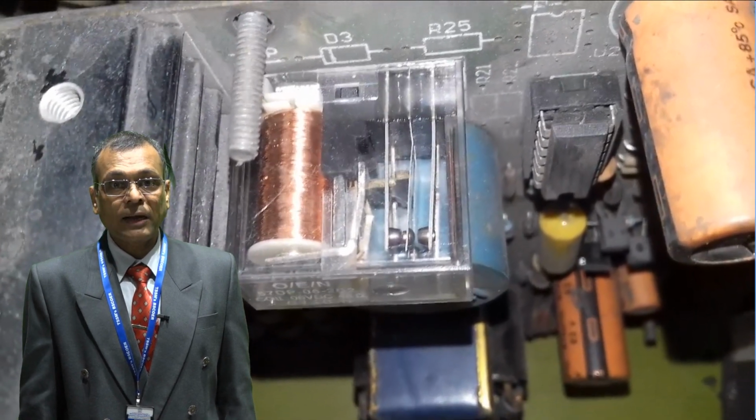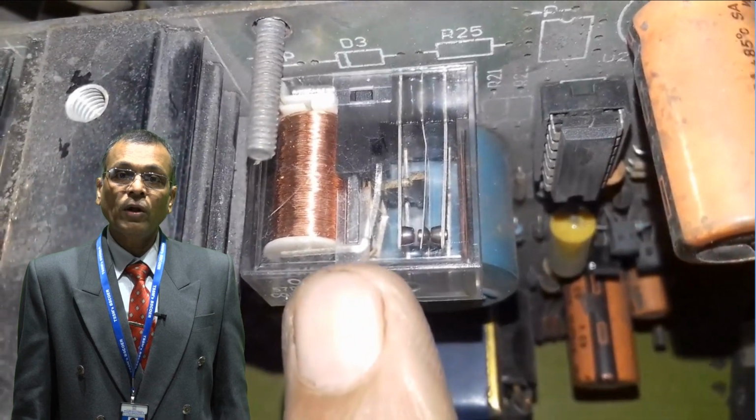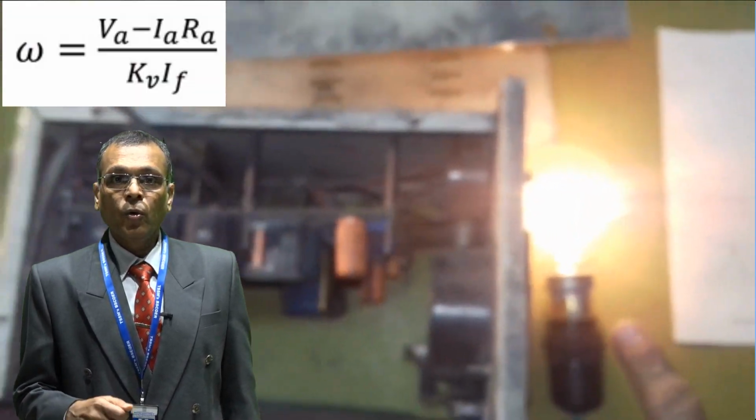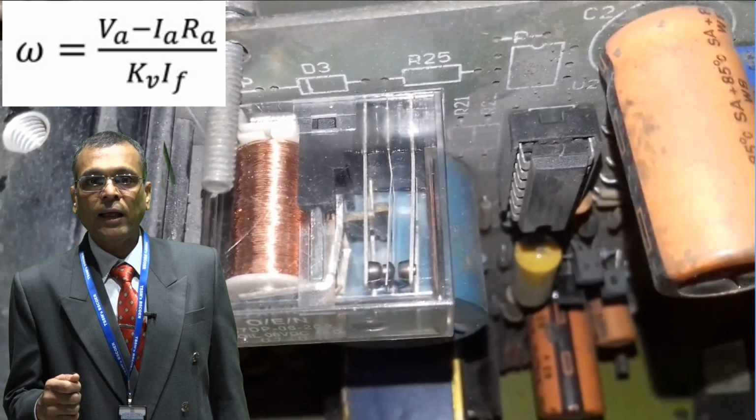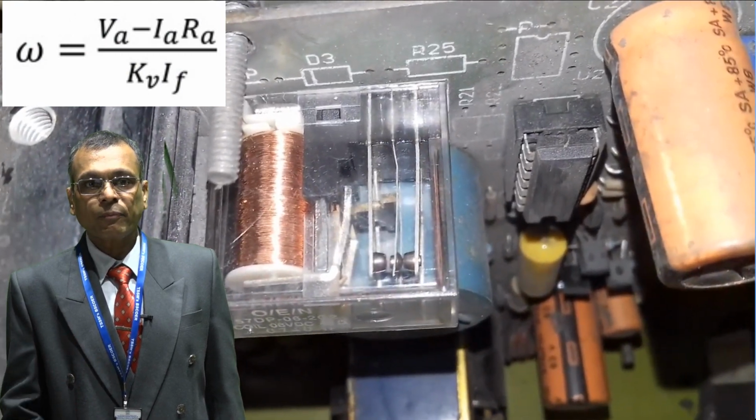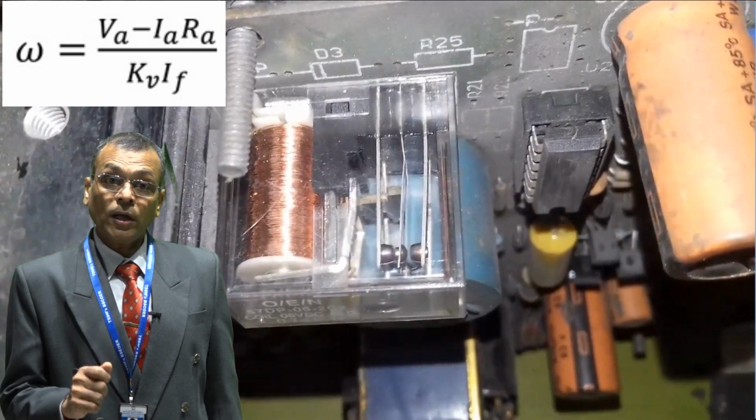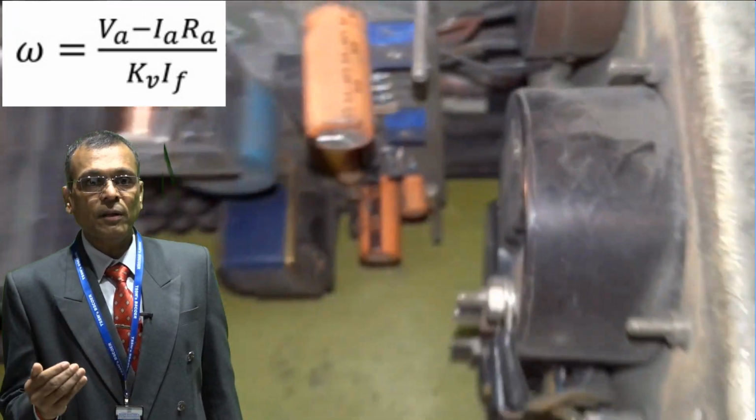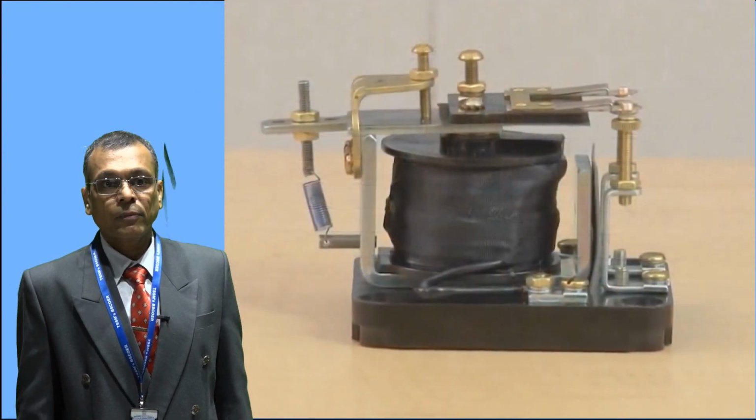is, it is open circuit, then the field current will become 0, and we know that speed is equal to (Va minus IaRa) upon kV into If. Thus, the motor will run at infinite speed as the speed is inversely proportional to the field current.